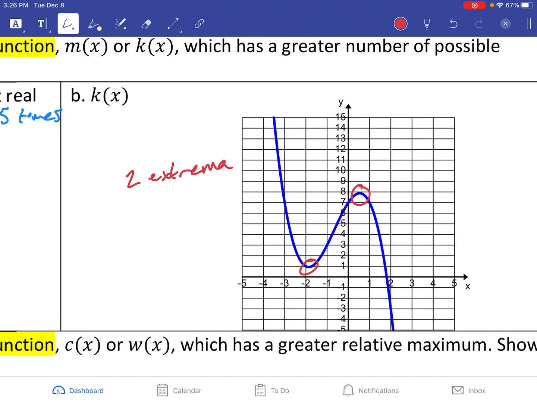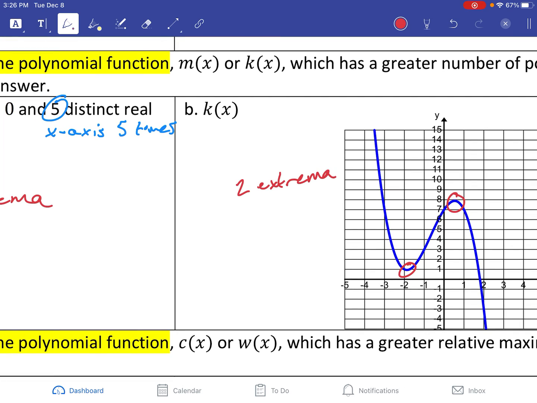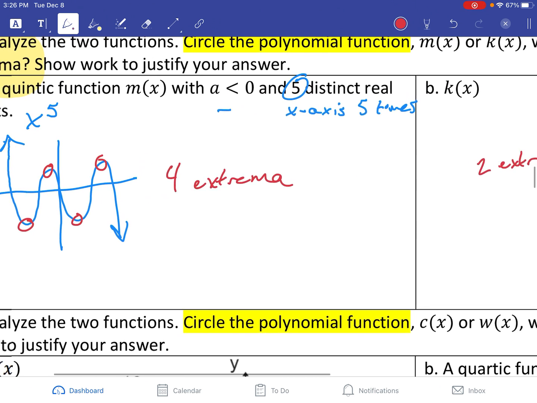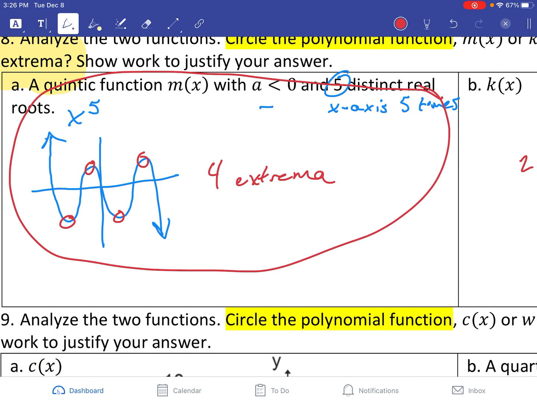This is also an odd degree graph. This is a third degree graph. All right, as far as we know, it looks like a third degree function, or it could be. But since we don't care about that, we care about the number of extrema. This has 4 extrema, so this has the greater number of extrema, and that's what we do.